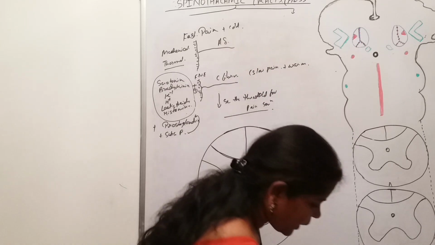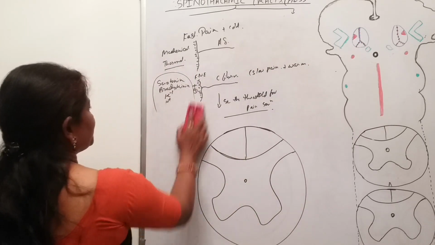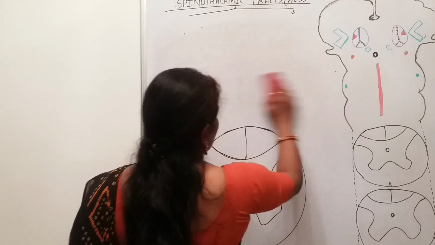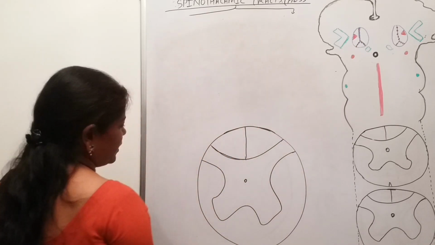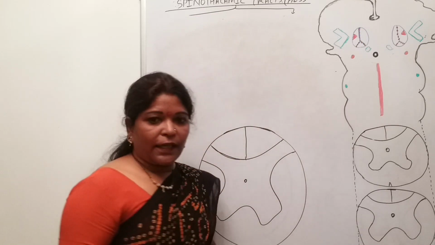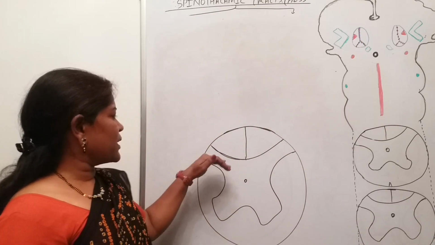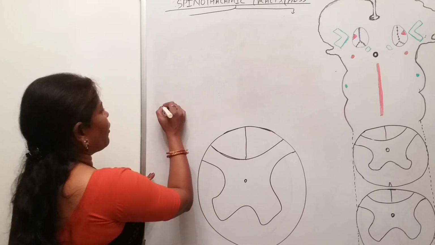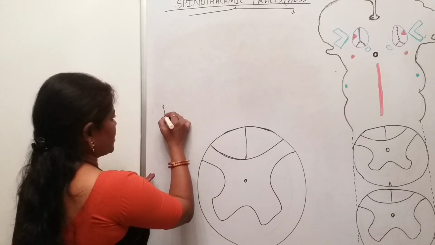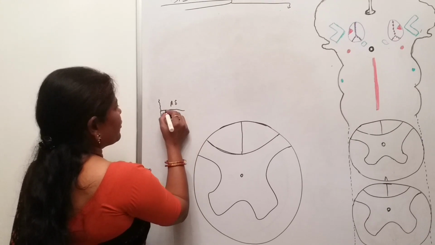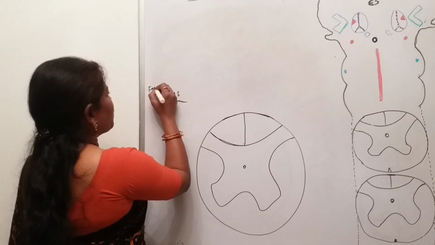Now, one by one we will see how the pain fibers, the fast pain and the slow pain, are conducted to the central nervous system. The conduction of the pain fibers to the central nervous system goes like this. Suppose this is the A delta fiber, which is conducting what? The fast pain.